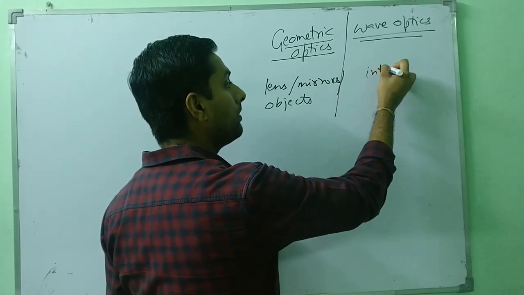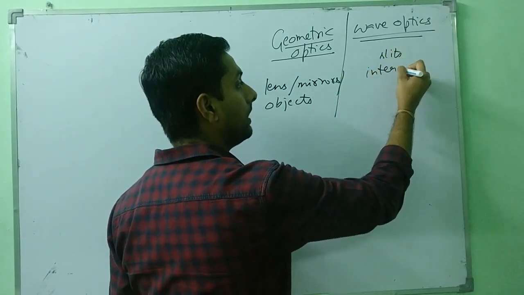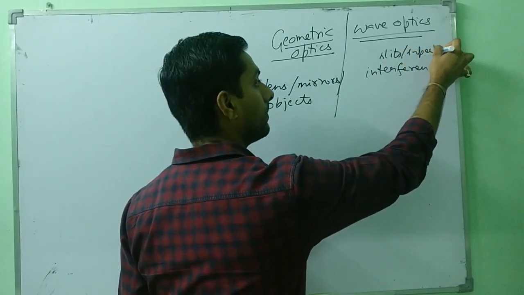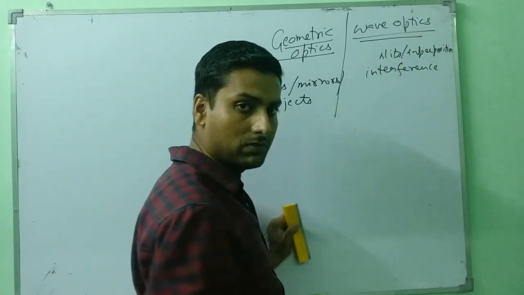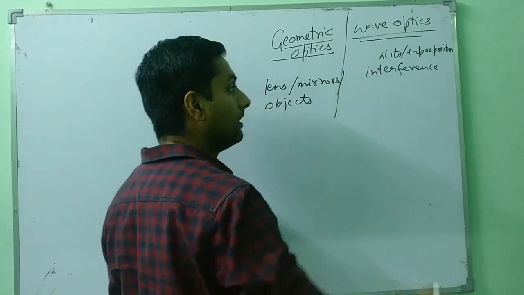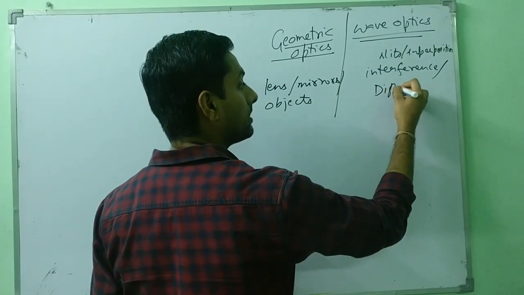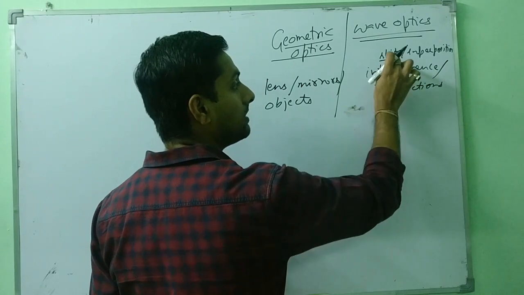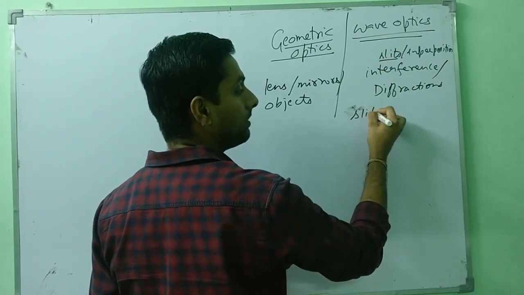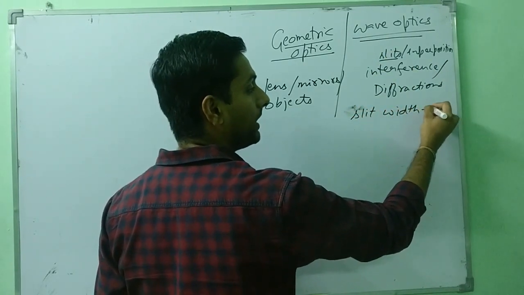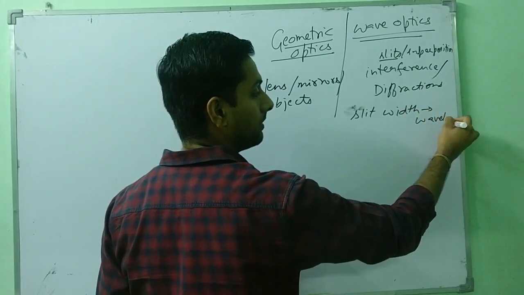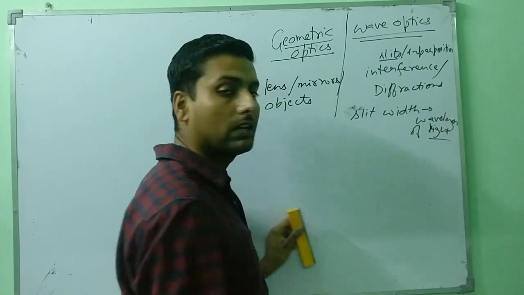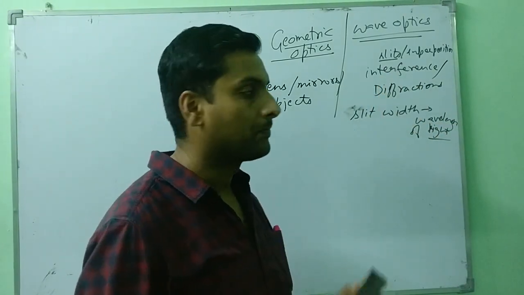And when you talk about slits, interference, superposition of a bunch of beams, that is beams of light, diffraction, such processes have slits, and these slit widths are actually comparable to the wavelength of light. That is called wave optics.